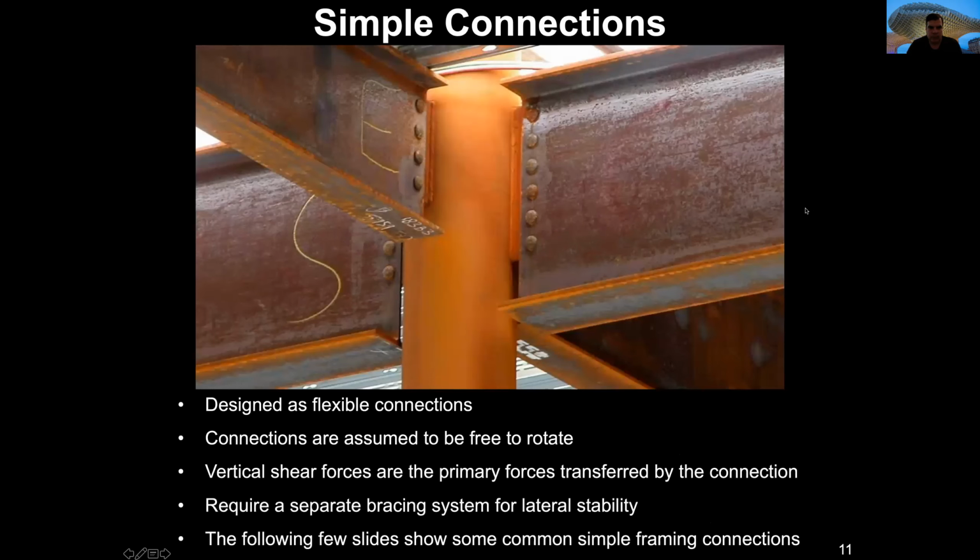We have one example here of a simple connection where only the web member is connected. This connection is not possible to look at completely here, but what happens is that we had here a piece of steel, and that piece of steel is bigger and is welded. It's at the back of this particular side 1, and after that it is bolted there.